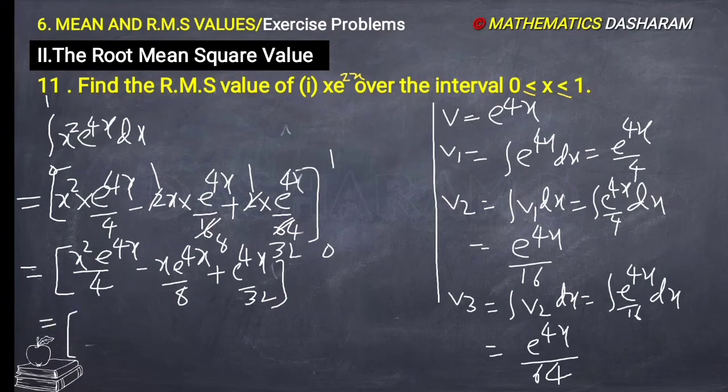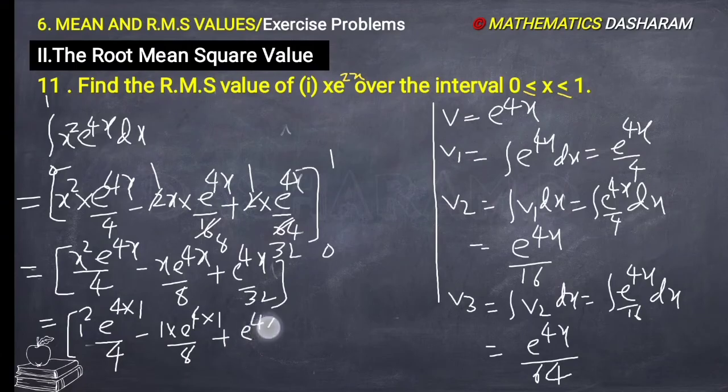Substitute the limits. First upper limit, so 1 square into e power 4 into 1 divided by 4 minus 1 into e power 4 into 1 divided by 8 plus e power 4 into 1 divided by 32, minus, next lower limit, 0 square into e power 4 into 0 divided by 4.